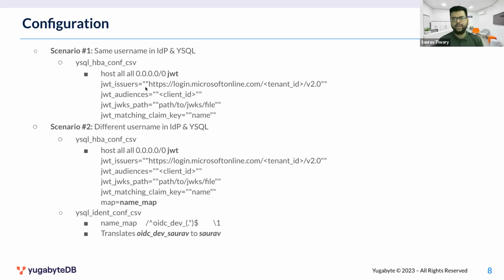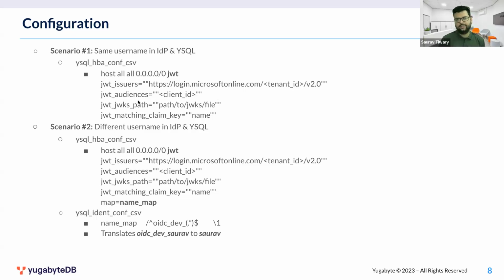Effectively by setting the issuer here, what you're saying is, I will only accept a token that is issued by this issuer, whose issuer field is set to this value. Okay. For Azure, it's usually this login.microsoftonline.com/tenant ID and your /v2.0. So even if you have a valid token, but whose issuer is not set to this value, the authentication will fail. Okay. You can provide multiple, this is a comma separated field.